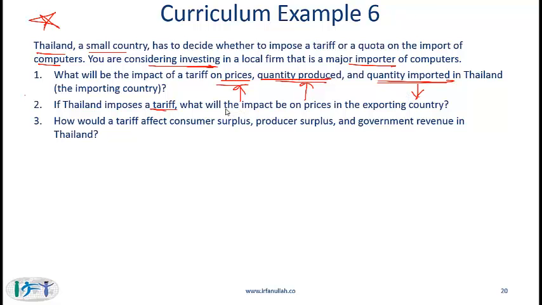If Thailand imposes a tariff, what will the impact be on prices in the exporting country? Remember, Thailand is a small country that has been specified here, which means that it is a price taker. Thailand's actions do not impact the price of computers outside Thailand, especially in the exporting country here. So there is no impact. How would a tariff affect consumer surplus, producer surplus, and government revenue? The consumer surplus comes down, the producer surplus goes up, and the government revenue goes up.